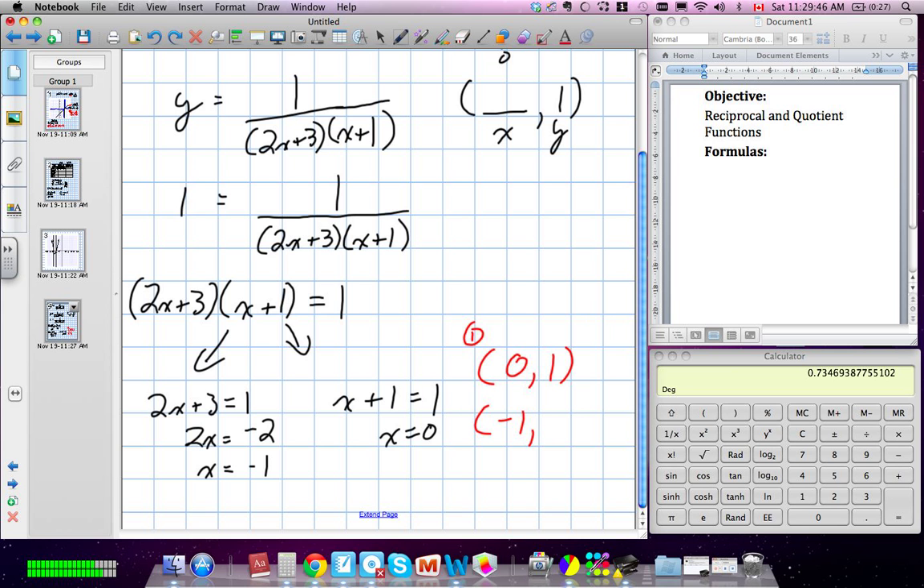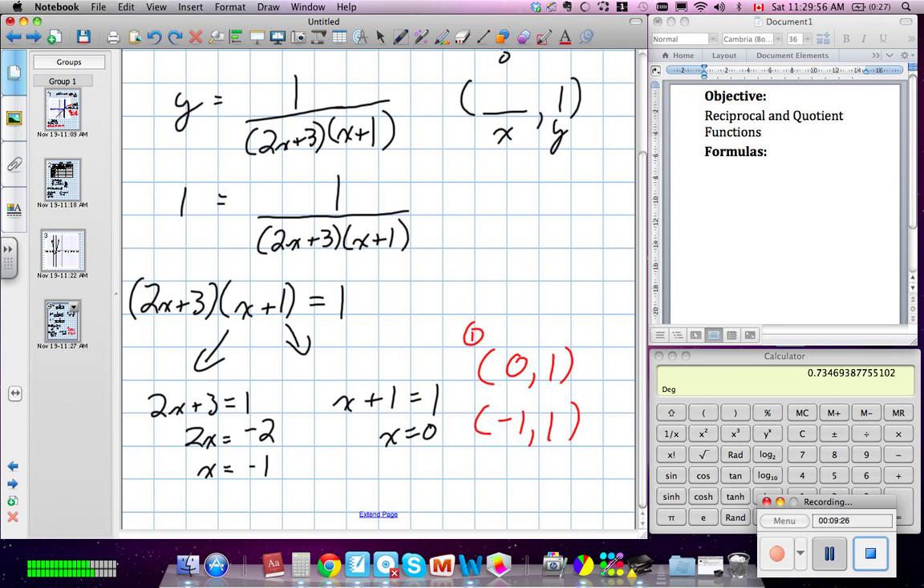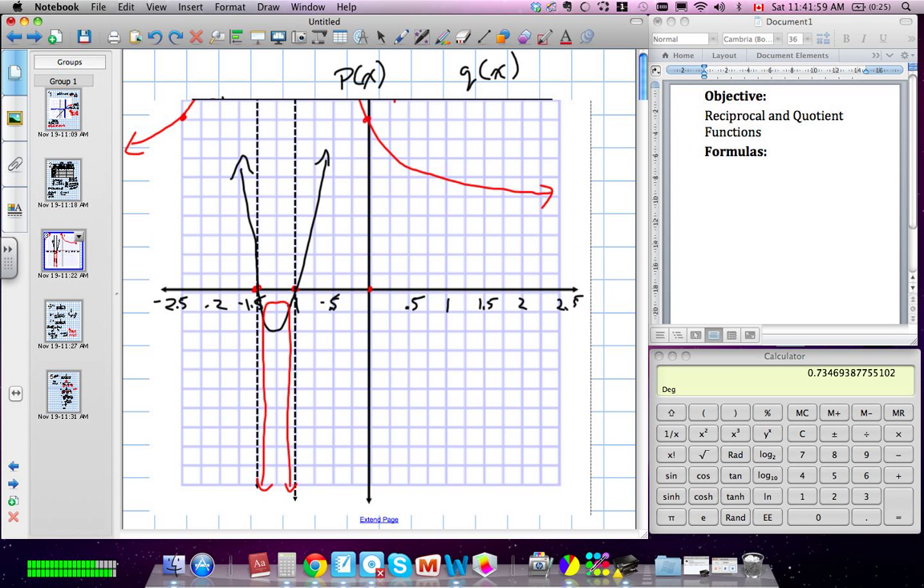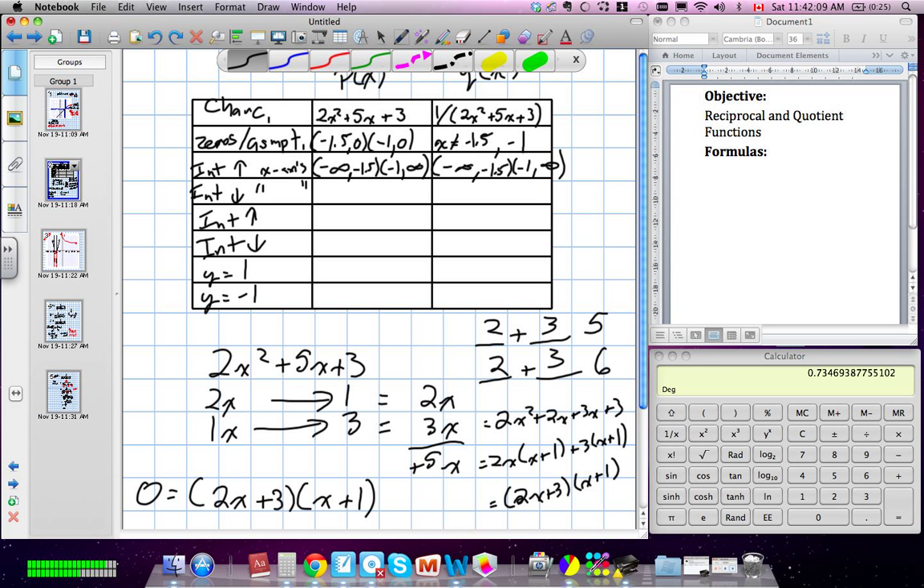And what did I do? Does that make sense to you? Our above x-axis are the exact same points. And when we go to look at it after we've graphed our reciprocal function, our below the x-axis, which is here for the quadratic, is the exact same idea for the reciprocal function. So we're below the x-axis between negative 1.5 and negative 1 for both of them. Does that make sense?